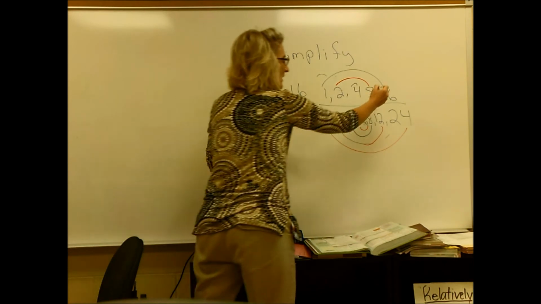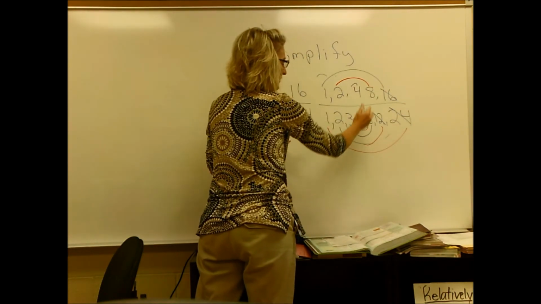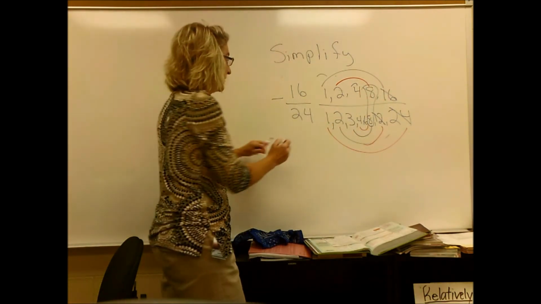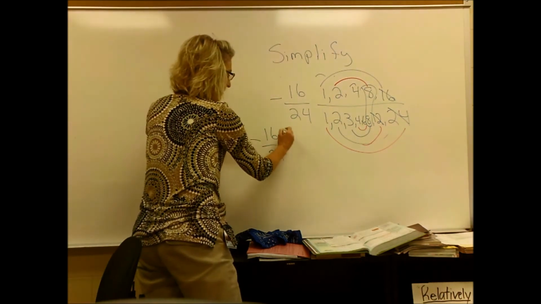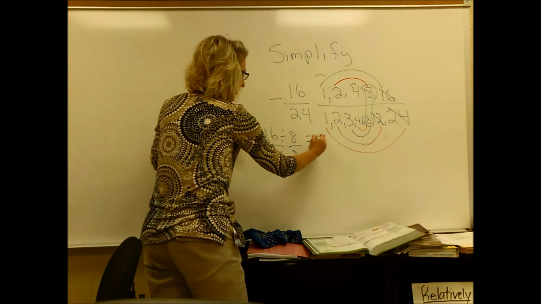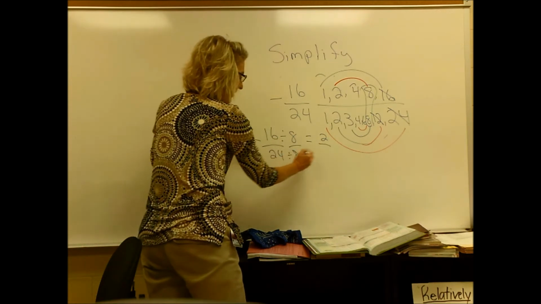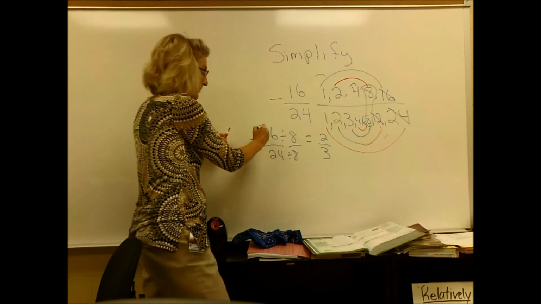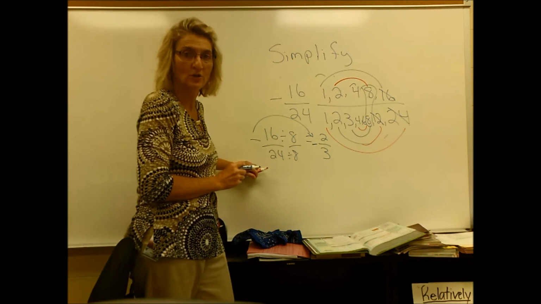Now a common factor. 16 or 24 is not common. 12 is not common, but wait a minute. 8 is a common factor. So I have negative 16 over 24 divided by 8 over 8 because it's a common factor, which equals 16 divided by 8 is 2. 24 divided by 8 is 3. But don't forget about my negative sign hanging out here. We have to bring it over, and now we have a negative 2/3.